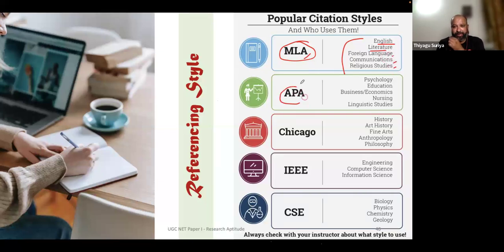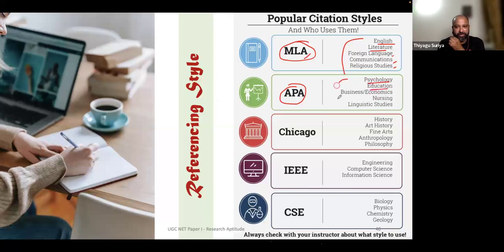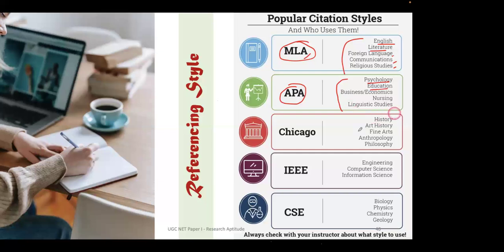What is the expansion of APA? American Psychological Association, correct. It's used for psychology, education, business, economics, nursing, linguistic studies.